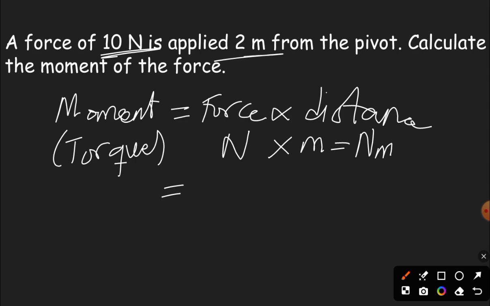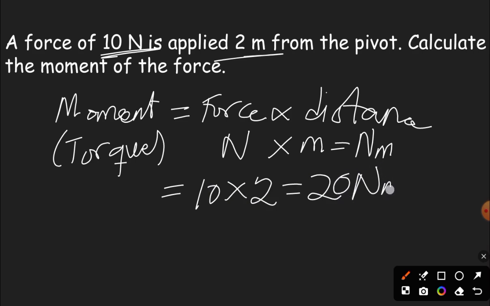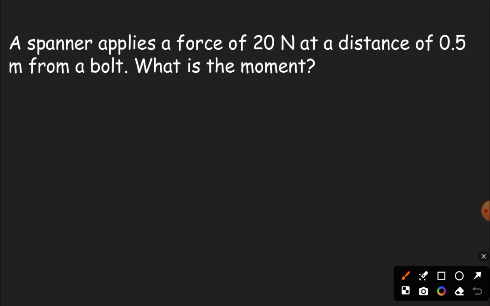So the force over here is 10 Newton. So 10 multiplied by the distance 2 meters. So you are going to have 20. So 20 Newton meter. A spanner applies a force of 20 Newton at a distance of 0.5 meters from a bolt. What is the moment?